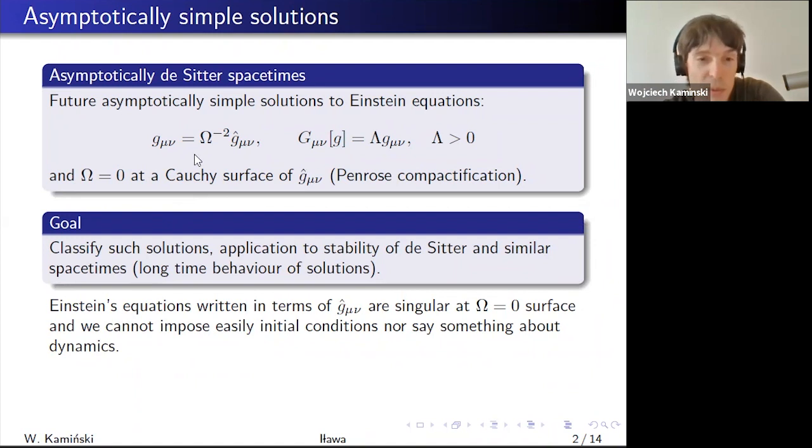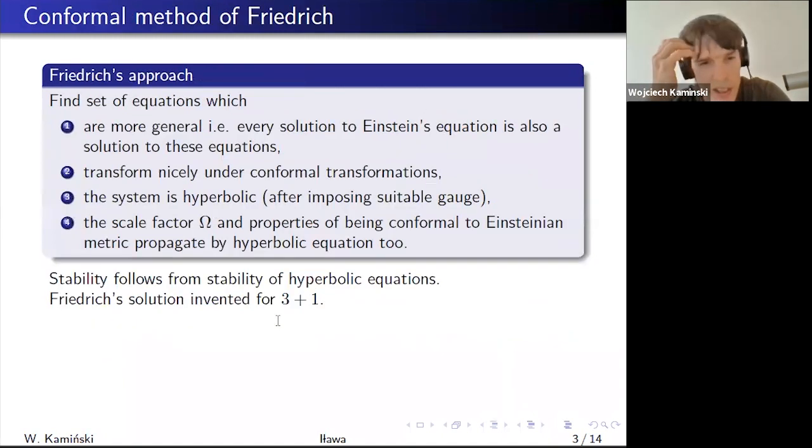It's difficult because if we consider Einstein equations in terms of this rescaled metric, the one that is smoothly extending through this boundary, then Einstein equations are singular. Normally, in some specific gauge, Einstein equations are hyperbolic. So then the stability is ensured by some properties of hyperbolic evolution. But here this boundary is, from the point of view of this smooth metric, singular, so we cannot say much about it. But people already 40 years ago, Friedrich invented a method how to overcome this difficulty.